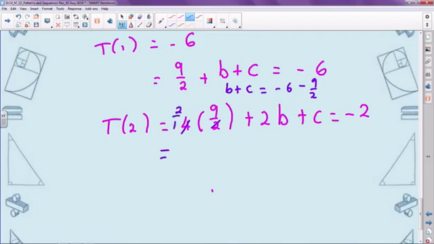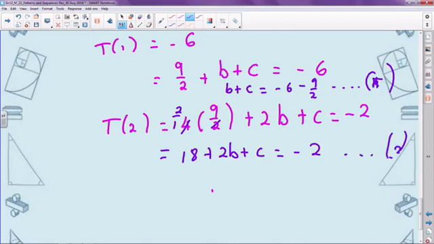So I'm going to get 18 plus 2b plus c is equal to minus 2. So therefore, we can then choose either we're going to work with equation 1 or we're going to work with equation 2. Let's just simplify a little bit further.